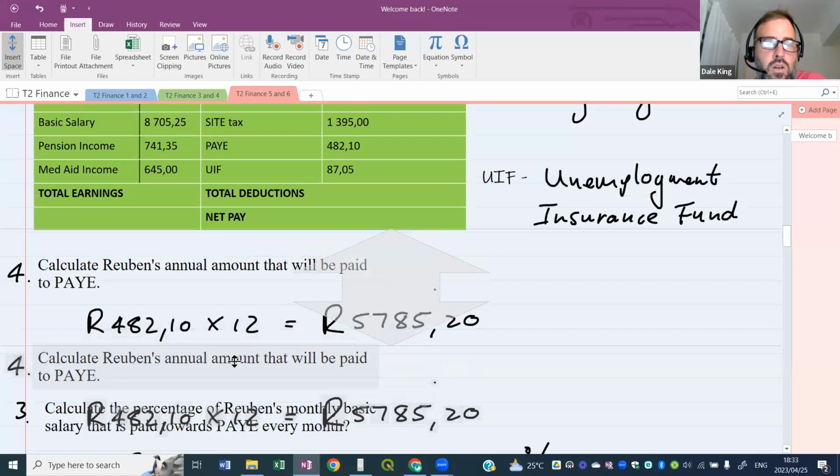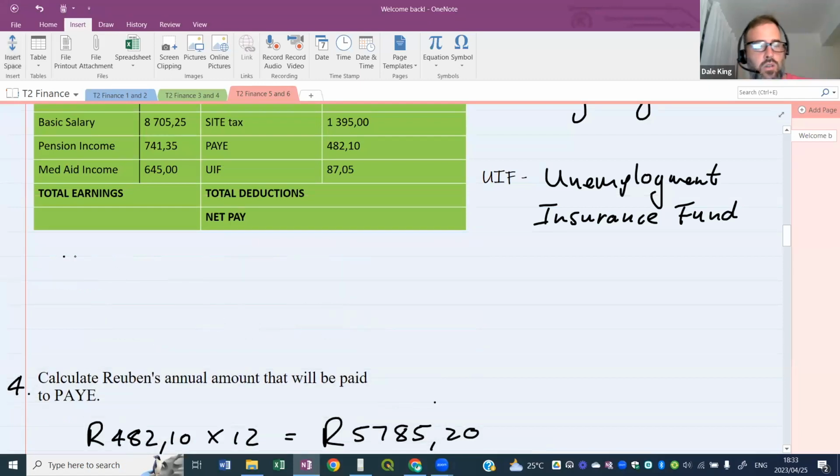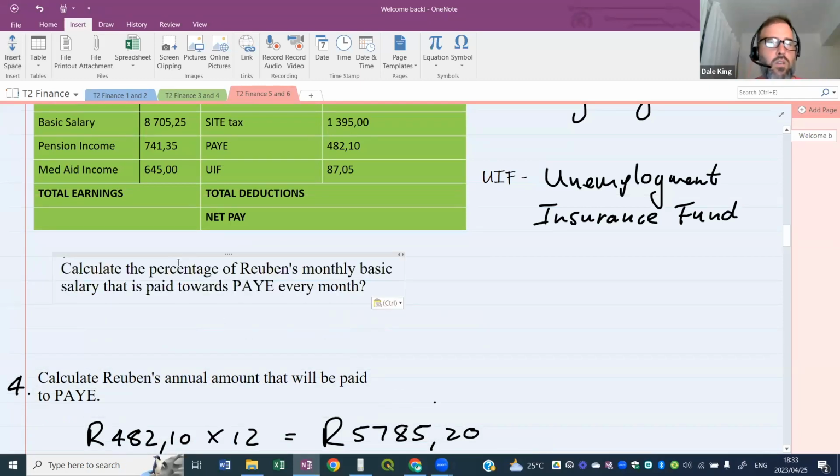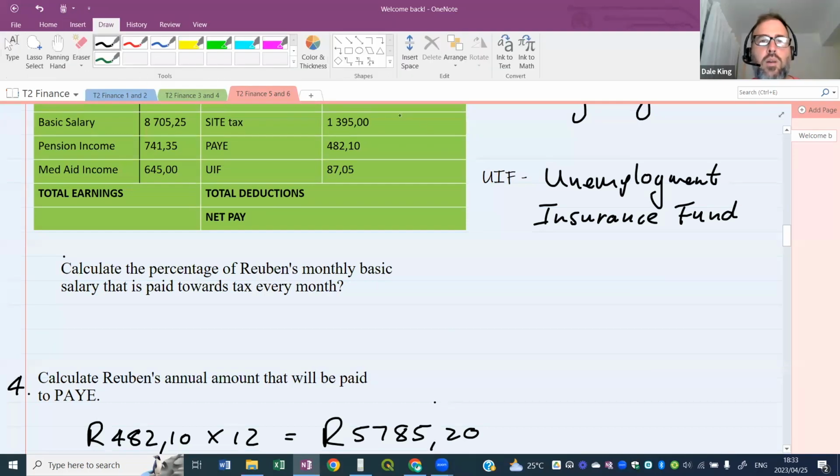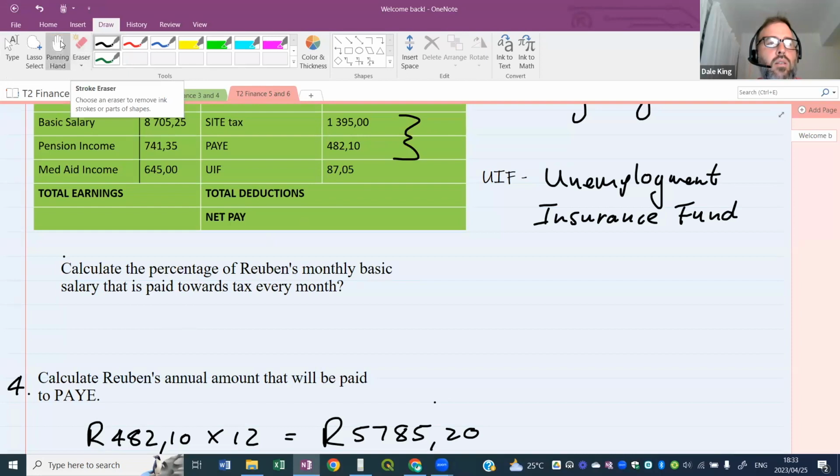So I'll type that question out quickly. I'm actually interested to know. So this is what it's going to look like. Look at the percentage of Ruben's monthly salary that is paid towards tax every month. So that word tax includes both of them. I'm talking about both of these now. Site and pay as you earn. What percentage of Ruben's basic monthly salary is paid towards tax every month? Okay, so let's call that question 5.